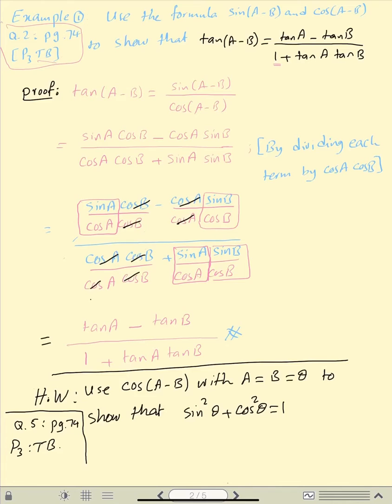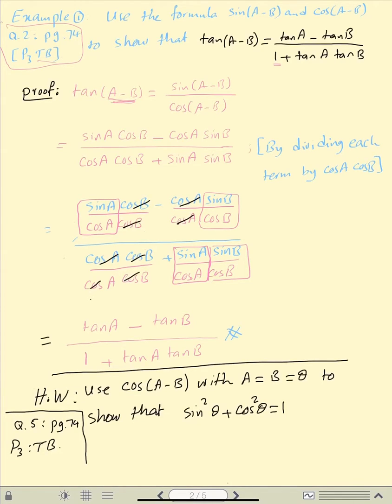Using the formulae sine A minus B and cosine A minus B that we wrote on the first page, show that tan A minus B, the difference of 2 angles, is as given. Let's prove it and see how we do some questions. Tan A minus B is equal to sine over cosine of the angle, so this equals sine A minus B over cosine A minus B.